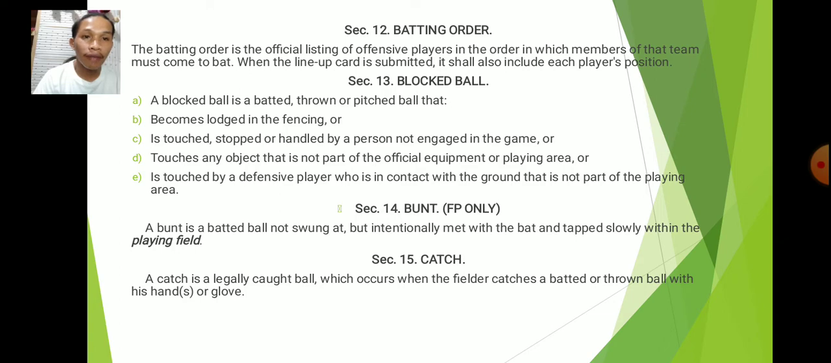14. PF only. A bunt is a batted ball not swung at but intentionally met with the bat and tapped slowly into the playing field. Section 15. Catch. A catch is a legally caught ball, which occurs when a fielder catches a batted or thrown ball with his hands or glove. So, in catching, you know, the glove is what is used.